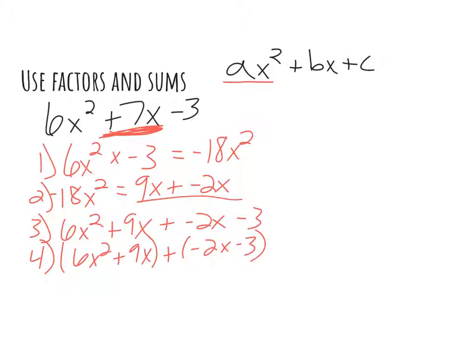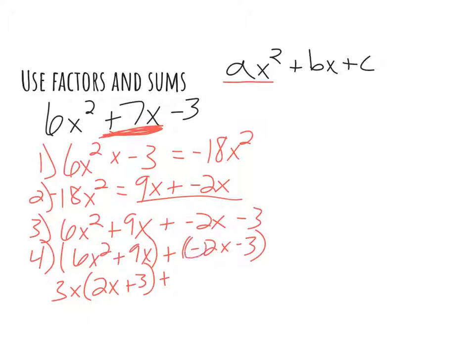In each parenthesis, I'm going to factor out the greatest common factor. So if you look here, 6x squared and 9x, I can take out a 3 and an x, and I'm left with 2x plus 3. In the second one, I've got negative 2x minus 3. 2x and 3 don't share anything in common, so I can't factor anything out there. And I only have an x with the first term. I don't have one with the second, so I can't factor an x out either.